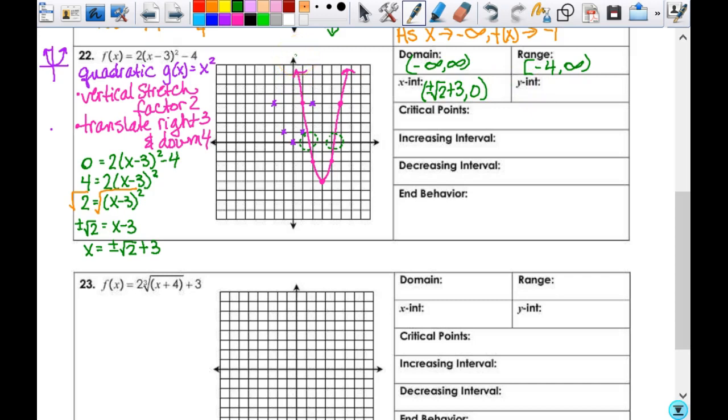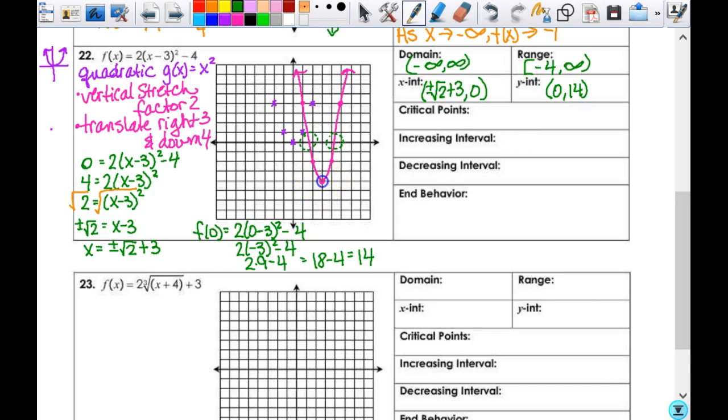So that's where you find f of 0. So f of 0 is equal to 2 times (0 minus 3) squared minus 4. This gives me 2 times (negative 3) squared minus 4. Negative 3 squared is 9, times 2, so 2 times 9, 18, minus 4, which is 14. That is my y value, so my y-intercept is (0, 14).